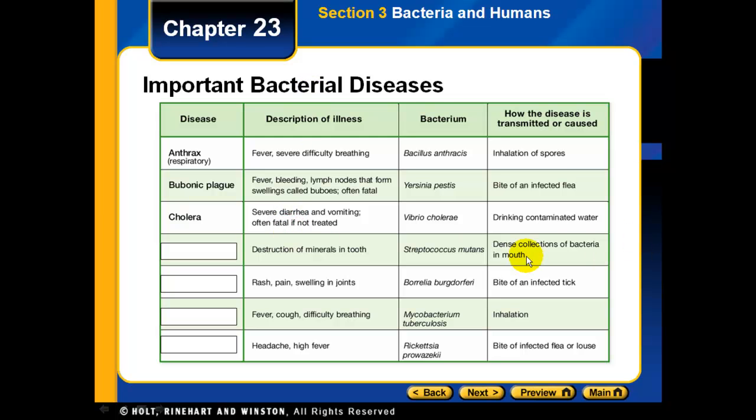Dense collections of bacteria in your mouth actually destroy minerals in your teeth and cause dental cavities. When it's a tick that you're getting a bite from, that's Lyme disease. Breathing it in is TB, and you get tested for that. That's a serious disease, tuberculosis. And the bite of an infected flea or louse is typhus, and you might have heard of typhus fever.